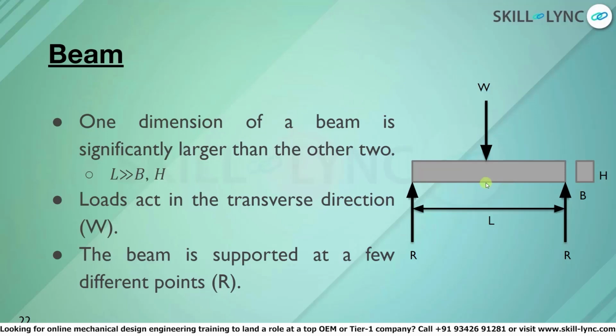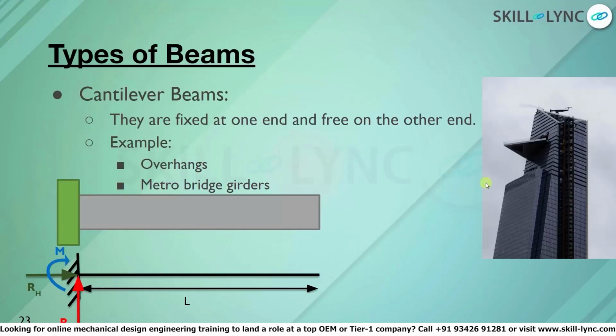Let us look at the types of beams based on their support conditions. The first type of beam is called a cantilever beam. These beams are fixed at one end and free at the other end. An example of a cantilever beam can be seen here in the right side image. In the right side image, there is an overhang in this building. So this support is called a cantilever support.